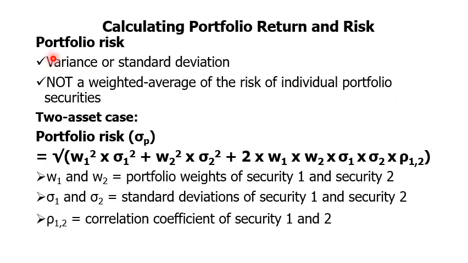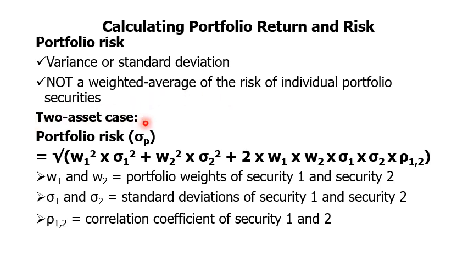Now let's discuss portfolio risk. Portfolio risk is measured by variance or standard deviation of the portfolio. However, it is not a weighted average of the risk of the individual portfolio securities. This is the difference between the calculation of portfolio risk and the portfolio return, which we just did. Portfolio return is the weighted average of the returns of the individual securities in the portfolio, but portfolio risk is not the weighted average of the risk of the individual portfolio securities.